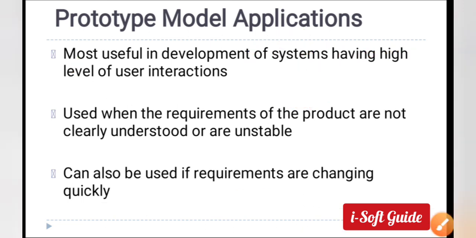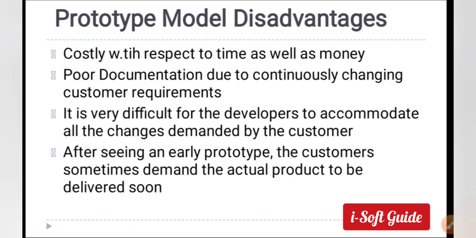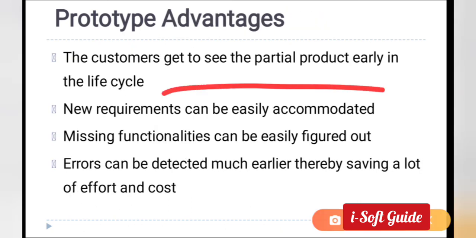So what are the advantages of this prototyping model? The advantages are: the customer gets to see the partial product at an early stage in the software life cycle. Then new requirements can be easily considered, missing functionalities can be easily figured out and added into the prototype, and errors can be detected much earlier, thereby saving a lot of effort and cost.